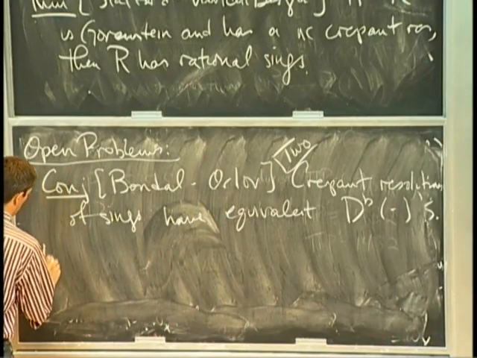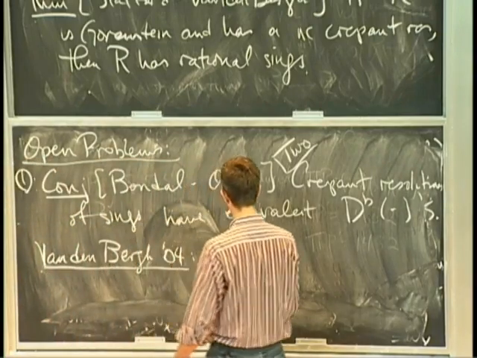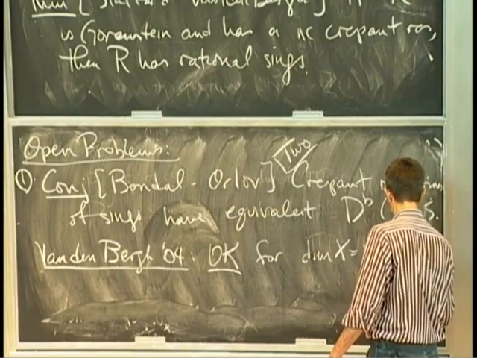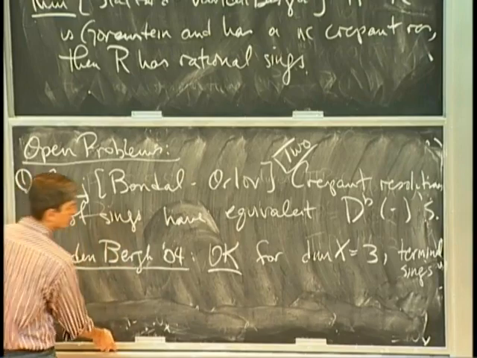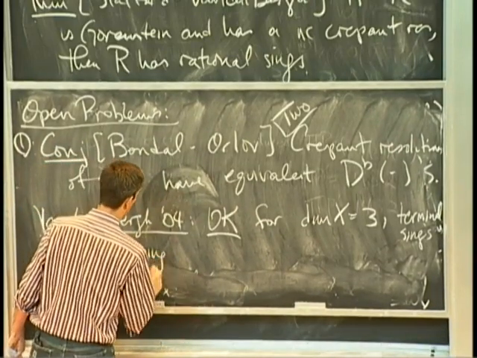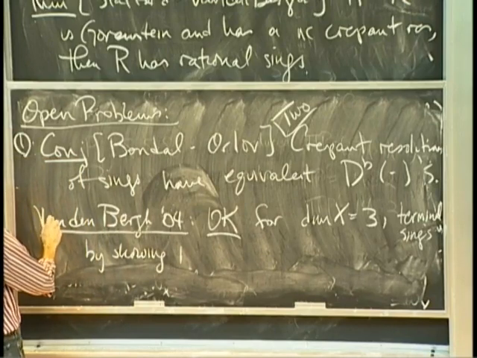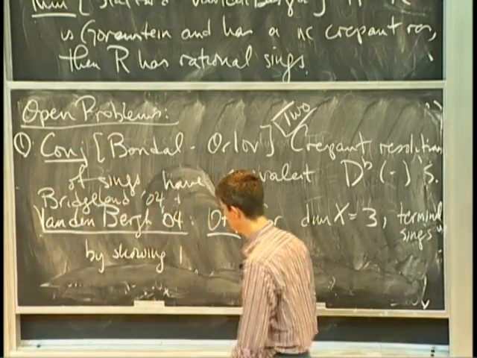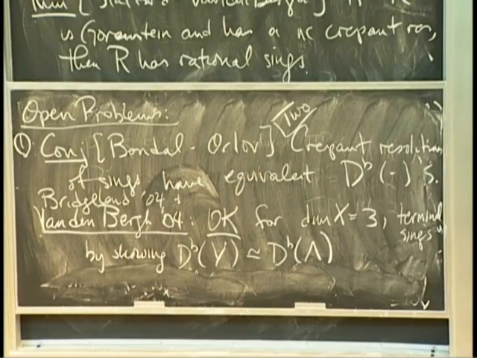And so Van den Bergh in 04, this is okay for the dimension of X being 3 and having terminal singularities, a mild condition on the singularities. And so the open problem then is, and so the way he did this was, of course you're right, I'm sorry. So this was Bridgeland's proof, or Bridgeland's result, Van den Bergh's proof of it again. Thank you. That's what I get for trying to hurry. And Van den Bergh's method was showing that the bounded derived category of one of those Y's was in fact equivalent to one of these non-commutative resolutions of singularities, and thereby transitively getting the conjecture of Bondal and Orlov.